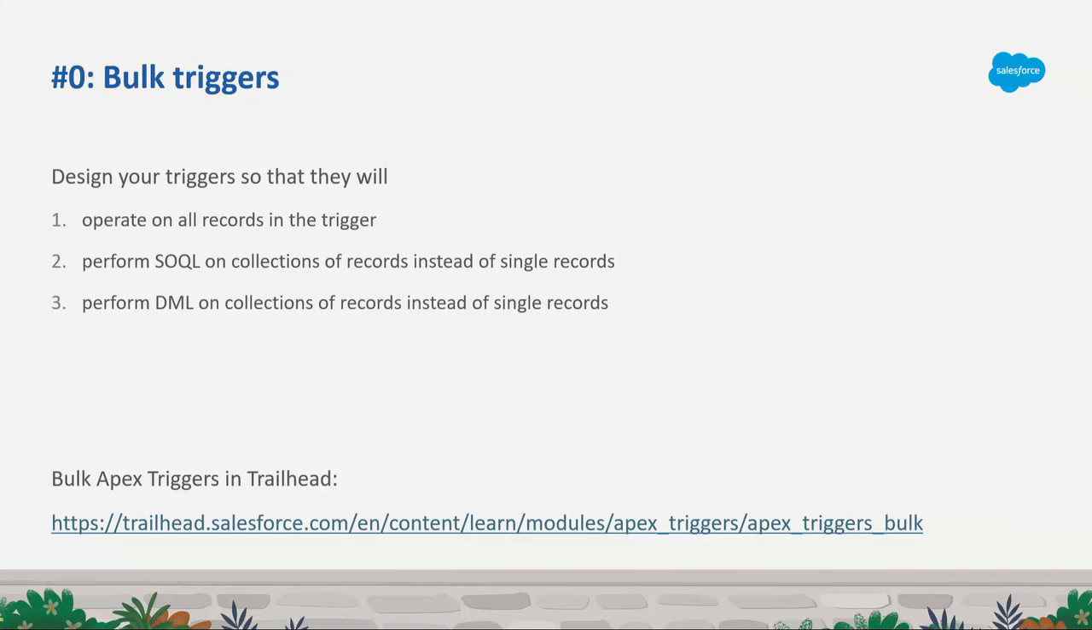We start off with the bulk triggers. I hope that all of you, if you are implementing triggers, you are familiar with the concept. But basically, it means that the trigger should always operate on all the records that are present in the trigger context. And you should not have queries or DML operations in the loop, but instead you should operate on collections of records when you're doing the operations. And if you're not familiar with the bulk triggers, I propose that you check the material on Trailhead.